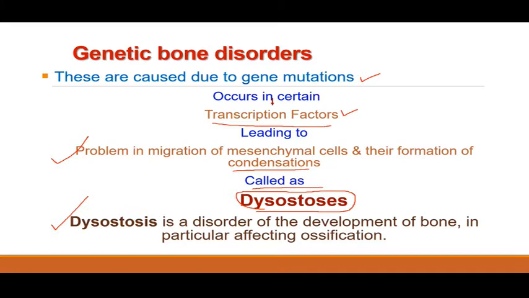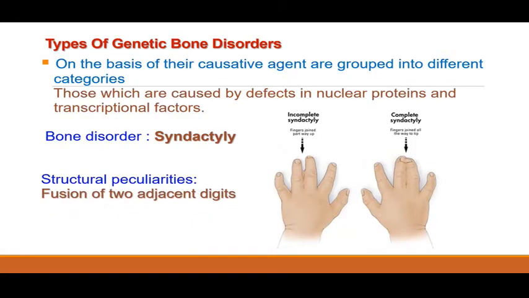So dysostosis is a disorder of the development of bone, in particular affecting ossification. Genetic bone disorders are of different types. On the basis of their causative agent, they are grouped into different categories. So first we will study those which are caused by the defects in the nuclear proteins and transcriptional factors.